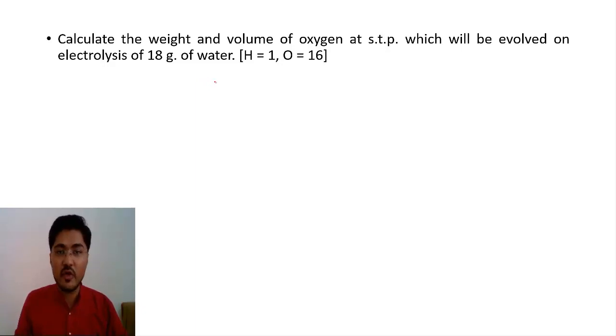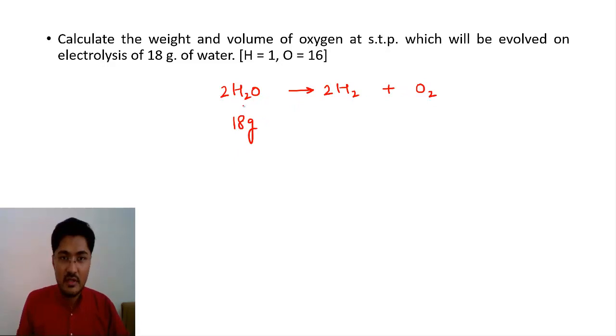So let's see. This is one of the questions which talks about chemical equation. Calculate the weight and volume of oxygen at s.t.p, which will be evolved on electrolysis of 18 grams of H2O. Now H2O is undergoing electrolysis to give H2 and O2, and to balance this, twice H2O will decompose to twice H2 plus O2. Here the weight of oxygen and volume of oxygen is asked at s.t.p when 18 grams of water has been electrolyzed.